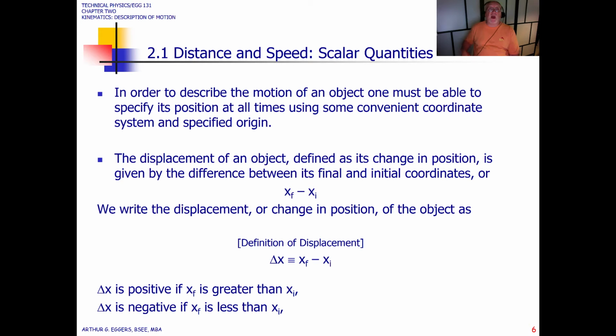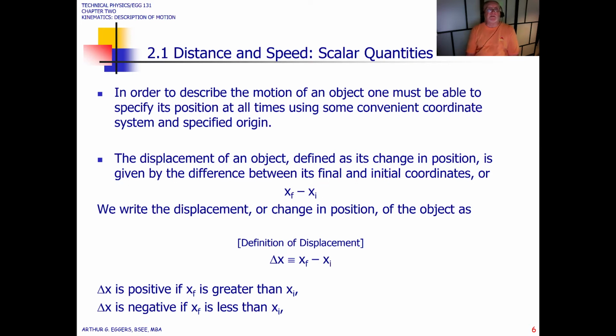In order to describe the motion of an object, one must be able to specify its positions at all times using some convenient coordinate system and a specified origin. Okay, so we start looking at this by referring to the rectangular or the Cartesian system. Later, when we start doing more in vectors, we'll look at the polar system.